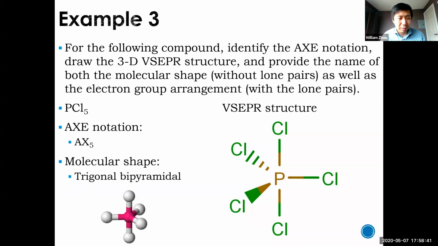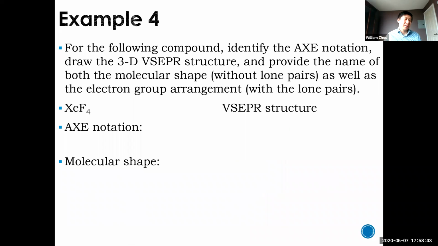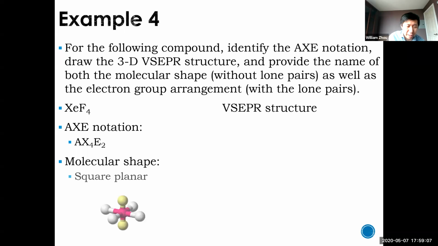So for the next one, example 4, yeah, this is a tricky one. You have to first of all draw XeF4 first. All right, and that can be pretty hard to draw. But once you draw the structure, you're going to realize that this is AX4E2. Okay, does anyone have a problem with that? No, you all got it? All right, so once you have this, the molecular shape is square planar.